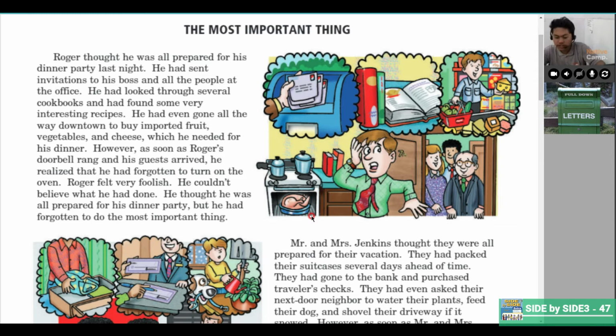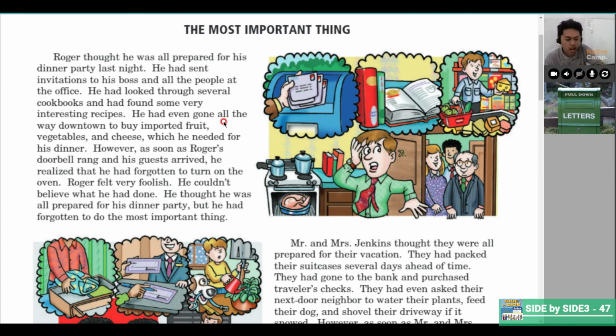Okay. So I will start. Please listen carefully. First, Roger had remembered to buy the ingredients he needed. Could you repeat that again? Roger had remembered to buy the ingredients he needed. It's true. True, that's right. Well done. And those are the vegetables, the cheese, and everything else.